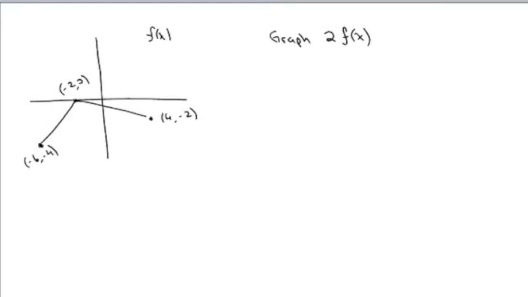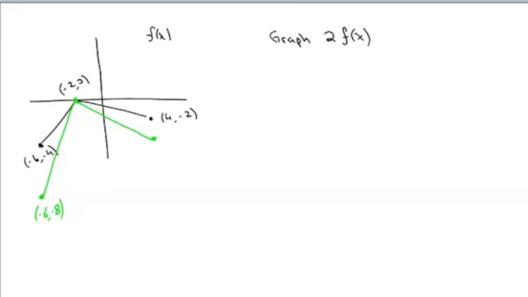Well, (negative 6, negative 4) is now going to become (negative 6, negative 8). That does not affect the domain. So it goes twice the distance down. So you get this one down here, (negative 6, negative 8). (Negative 2, 0) becomes the exact same coordinate. You're on an axis, it doesn't do a darn thing. On the x-axis. And (4, negative 2) becomes (4, negative 4), so it doubles the distance away from the axis. So this is the new function.